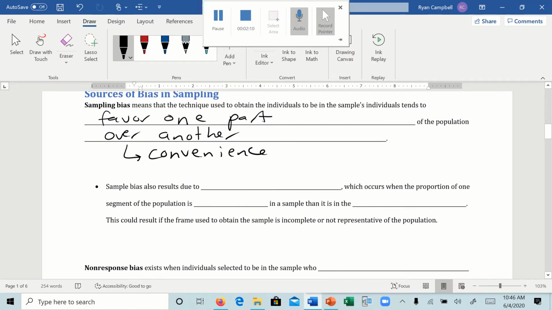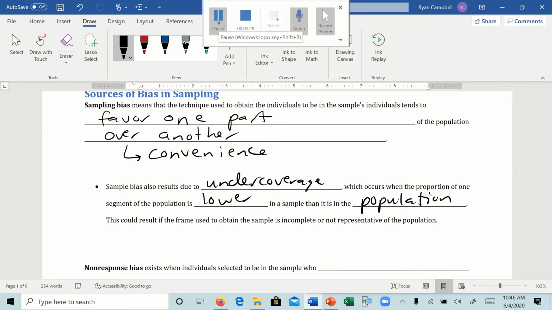Sampling bias also tends to result due to undercoverage, which occurs when the proportion of one segment of the population is lower in a sample than it is in the population. This could result if the frame used to obtain the sample is incorrect or not representative of the population.